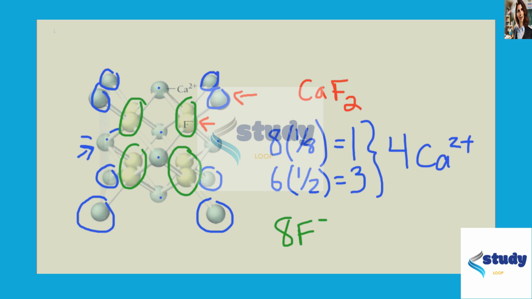What that means is that the ratio between calcium and fluoride is 4 to 8. In other words, we get a ratio of 1 calcium ion for every 2 fluoride ions.